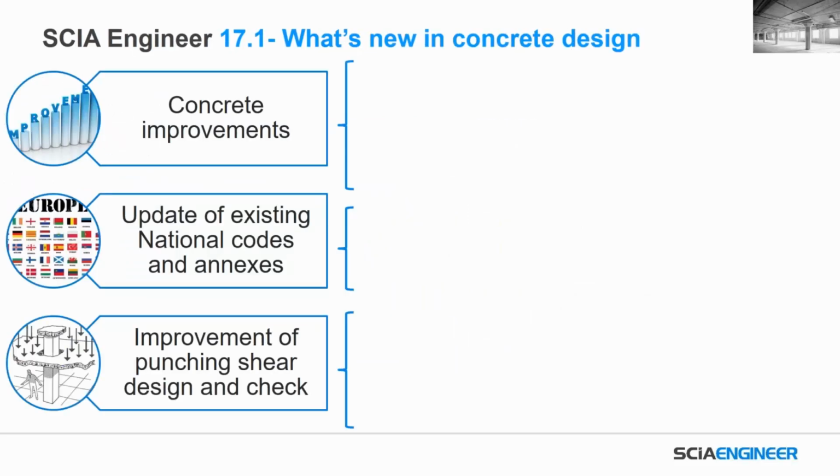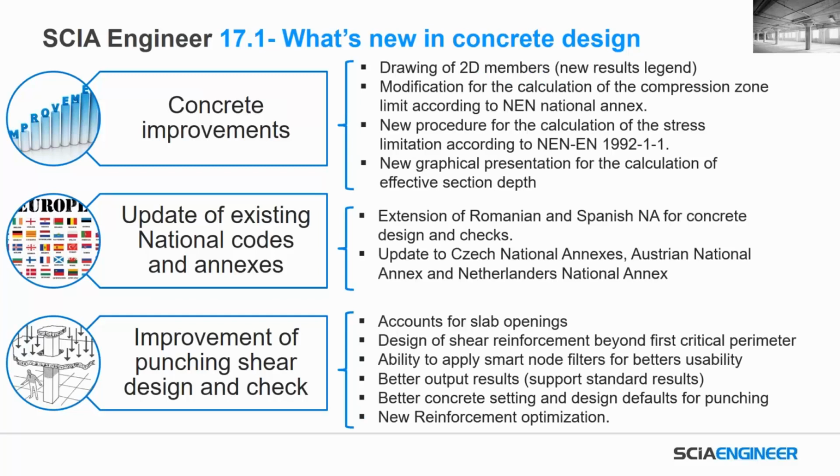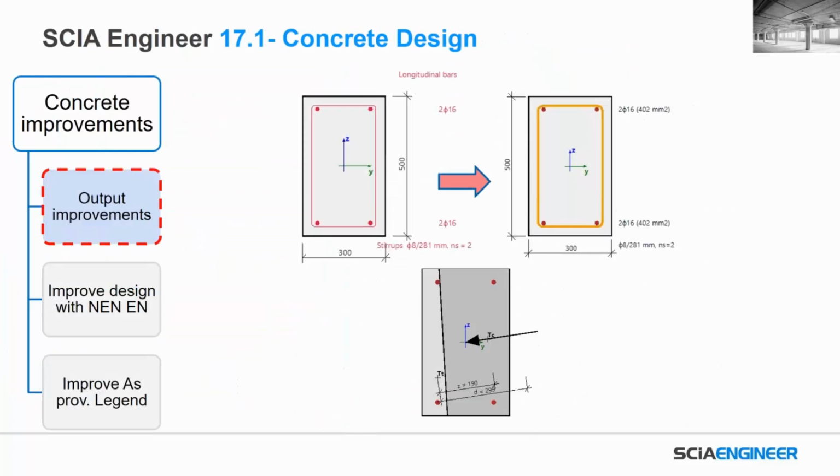And so really, what's new in concrete design for the Eurocode in version 17.1? As far as improvements are concerned, just general concrete improvements, new methodologies for drawing with new results legends, some modification of the calculations in the Netherlands codes or the Netherlands annexes, new graphical representation of different effective sections. We've extended and added some national annexes, and we'll talk about those. And then what we'll spend a lot of time on is the improvements to the punching shear check. So we'll go through all of those new things in a little bit more detail. So let's start here with output.